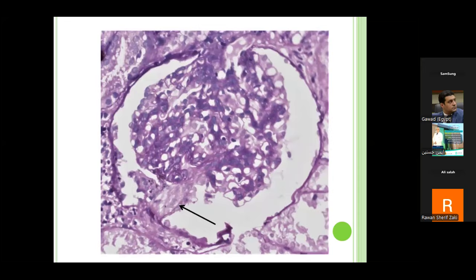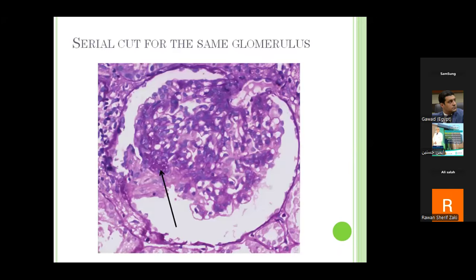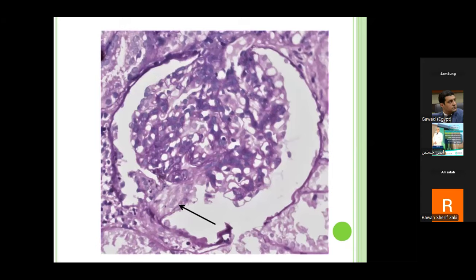Can anyone describe what is in this light microscopic picture? Any ideas? You can write in the chat box. Do you see any adhesions? Do you see an increase in the mesangial matrix? By the way, this is a serial, and this is the next serial for the same glomerulus of the same patient. So in this patient, this glomerulus, we see what?